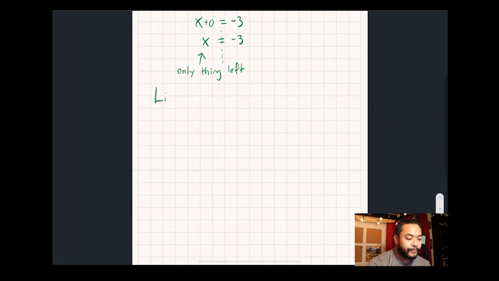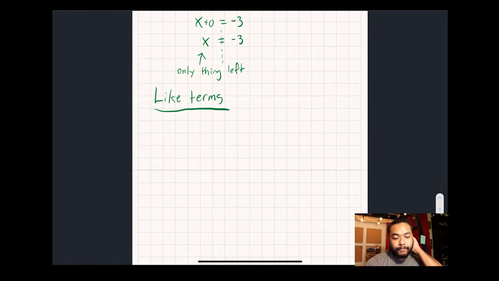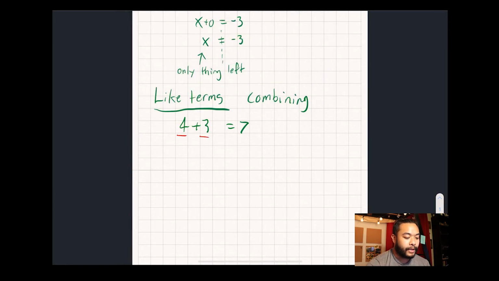like terms. So like terms, you've probably heard that a lot, especially combining them. Combining like terms. And this is really important if we're ever adding or subtracting. So one really easy example, if I'm given 4 plus 3, easy enough, I can add these. 4 plus 3 equals 7. What we don't talk about before now is that the reason we can combine these, the reason we can add them, is because both of these numbers, 4 and 3, are like terms.